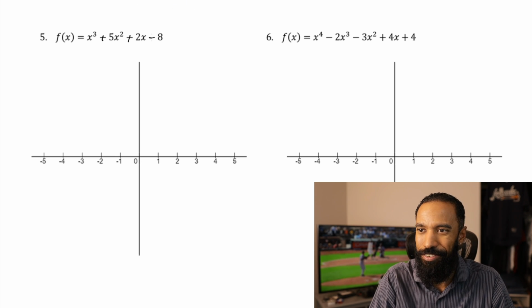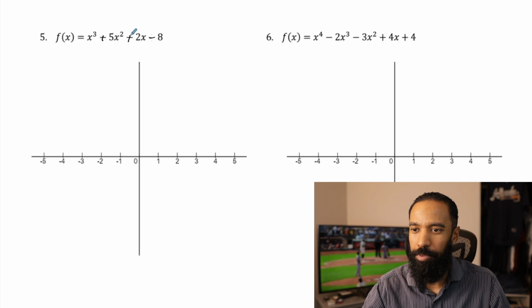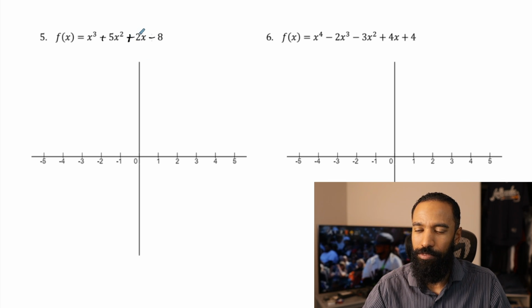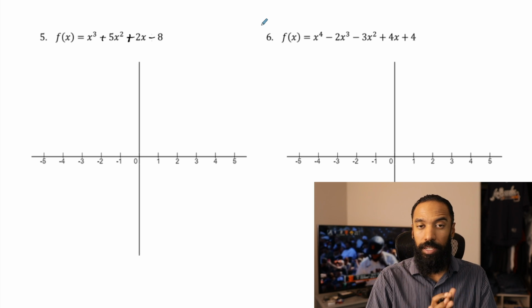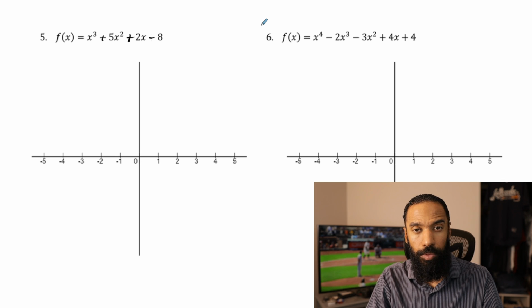This might not work if we have the problem like that otherwise. So here we go. x cubed plus 5x squared plus 2x minus 8. Let's go ahead and factor. So, listen, it's a cubic. You cannot factor by grouping here. And it's rational root theorem time, right?